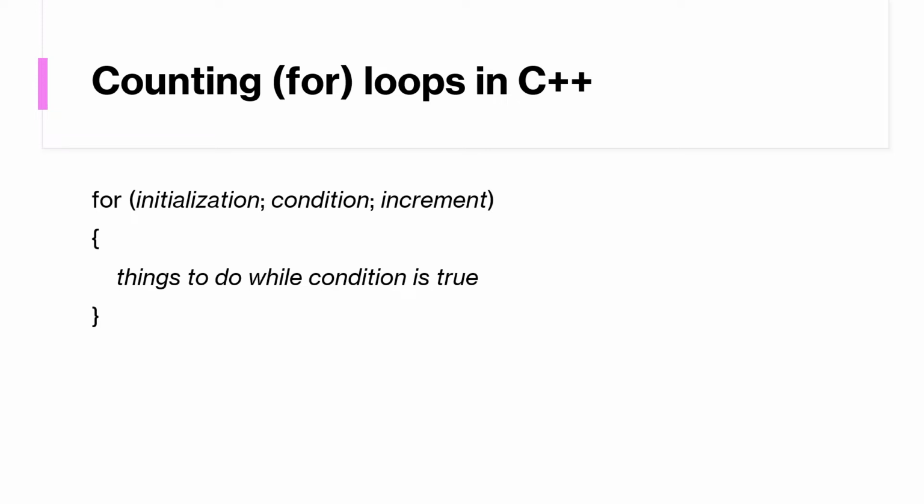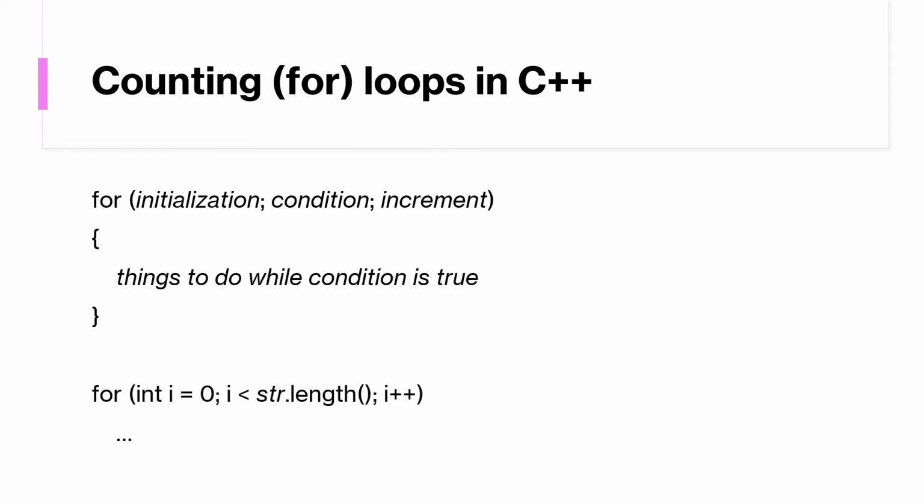We start with the word for, and then in parentheses we actually have 3 different pieces of the for loop. There's an initialization, then there's a condition, then finally there's an increment, which can also be a decrement or a multiplication or a division. It can be any sort of change, but there has to be something that changes the loop variable between iterations through the loop. And then, of course, inside the curly braces, just like with the while loop, there are things to do while the condition is true.